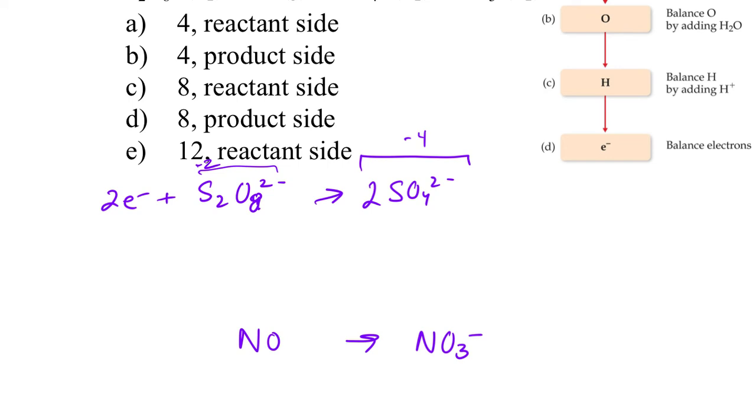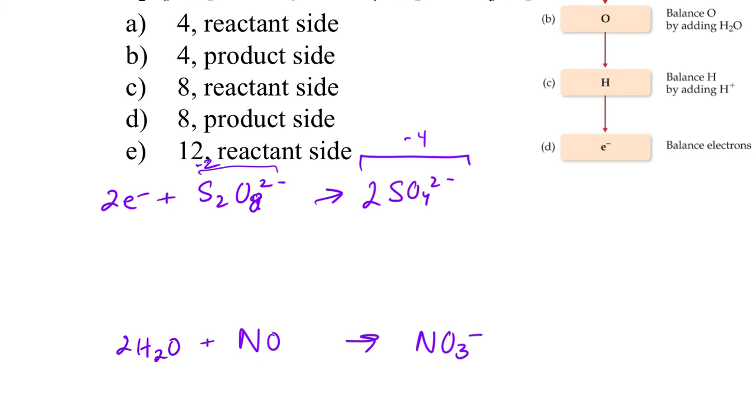So for our nitrogen-containing half reaction, balance our nitrogen first. We have 1 on the reactant side, 1 on the product side, so that's great. We next add oxygen by adding water. We have 3 oxygen on the product side, and we have 1 on the reactant side. So we need to add 2 water to the reactant side to balance those oxygens. So now we have a total of 3 and 3.